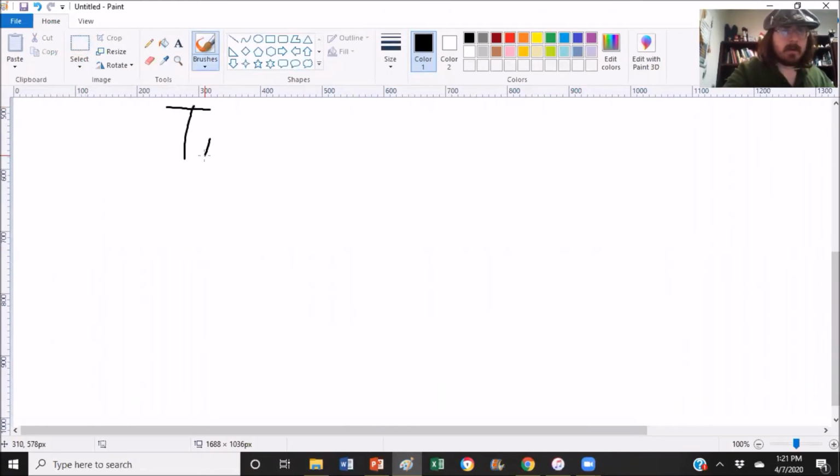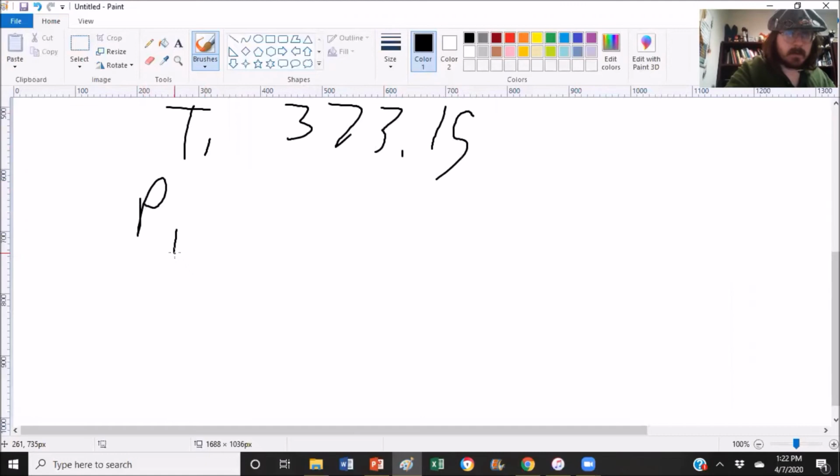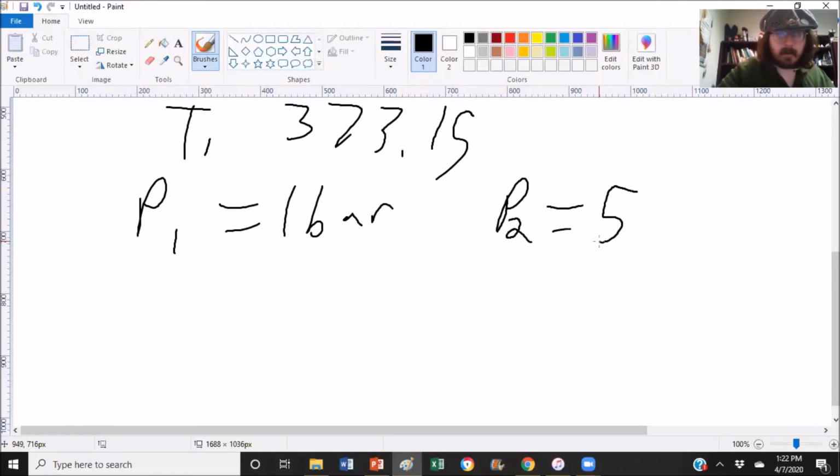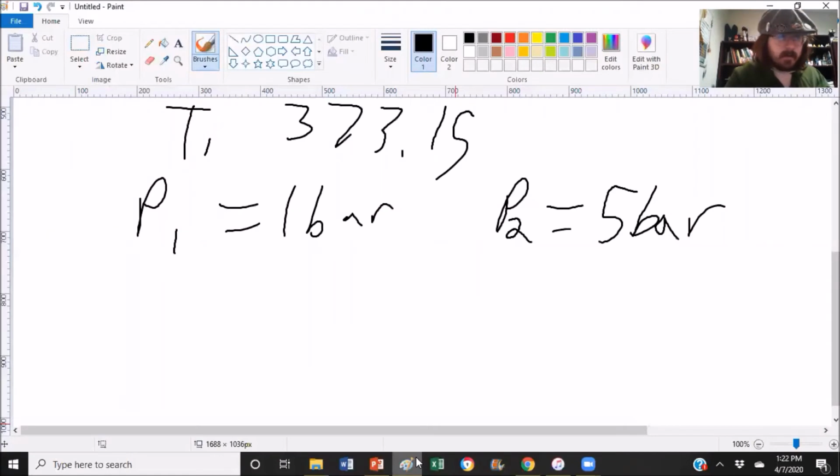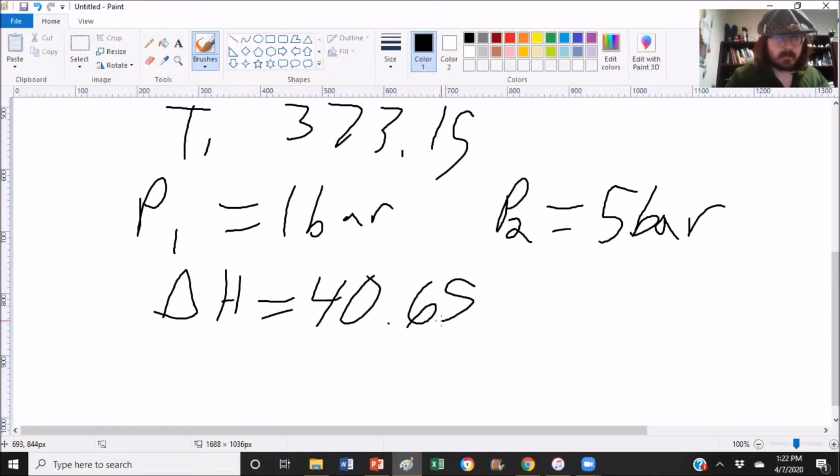So, okay. T initial is 373.15. P initial is 1 bar. P2 or P final is 5 bars. And they say that the enthalpy of vaporization is 40.65. You just gotta, once again, watch the units. Watch the units. And R is 8.314.